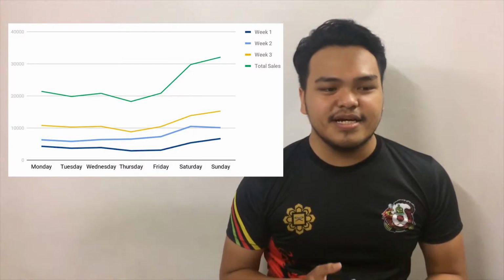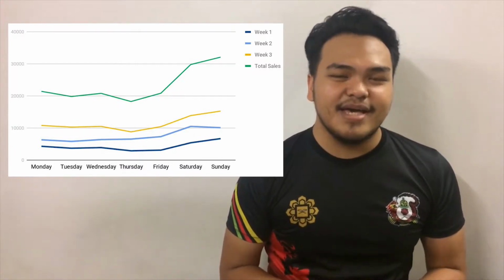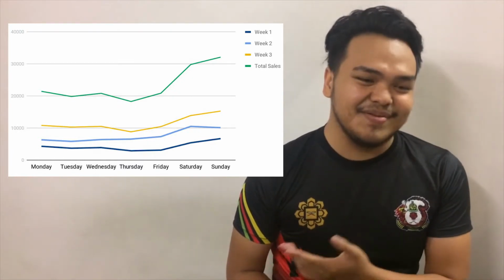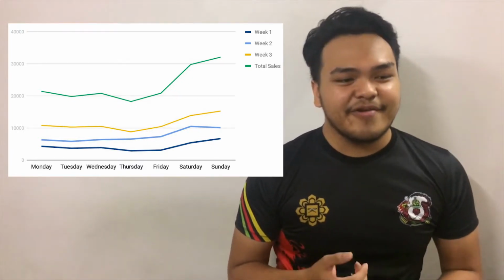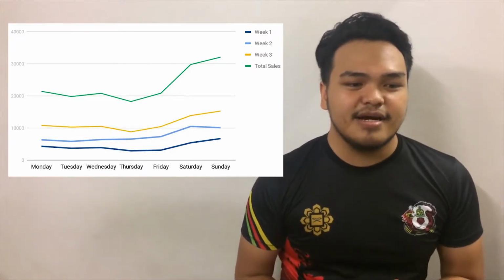The yellow is the third week, and the last is green, which means the total by adding all the 3 weeks. Then from that, we assume the most ticket selling is in the weekend.